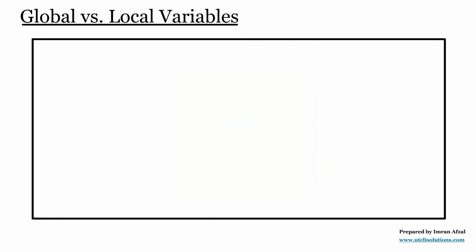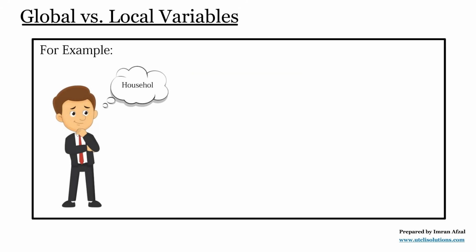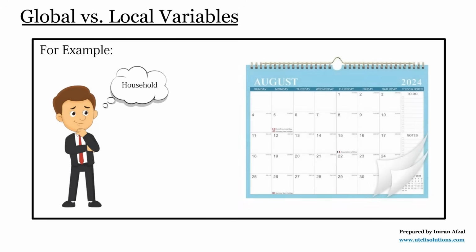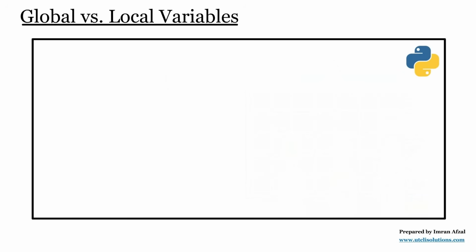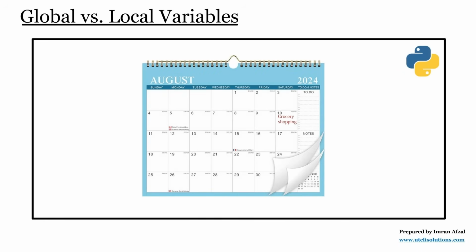For example, think about running a household and there is a shared calendar hanging on the wall or on your fridge. This calendar is visible to everyone in the house, and all family members can check or update it. If someone writes, let's say, grocery shopping on Saturday, everyone in the family knows about it because the calendar is shared and accessible to everyone.